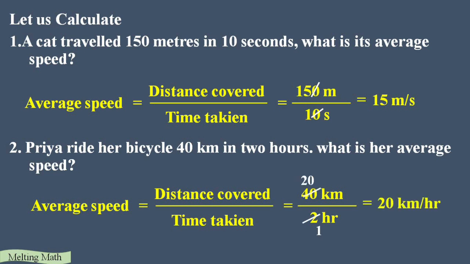These two units are very important. I already mentioned these units are very important. Kilometer per hour: in that question the distance covered is 40 kilometers and the time taken is 2 hours, its unit is hour. In the previous question the distance covered was in meters, 150 meters, and the time taken was 10 seconds, in seconds. So these units are very important for answers in your exams. Teachers will look for the units, and then only will they give full marks for the question.